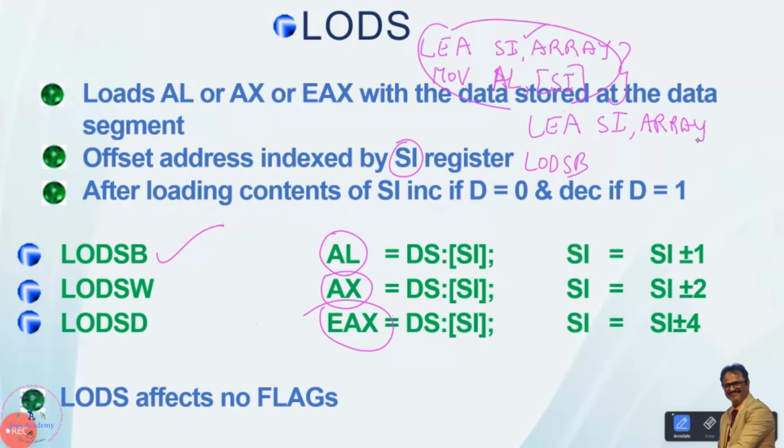Now tell me, what is the difference between this and this? This also loads the data into AL register. What is the difference between this? Hmm? I cannot think of anything else apart from that. If I just write this statement, there is no difference, of course.